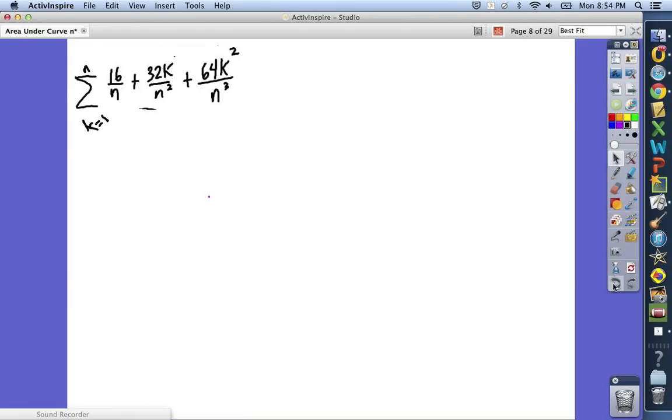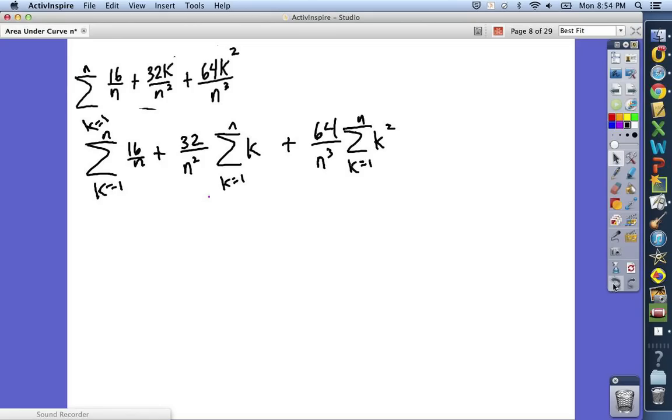Now we have each of these sums individually. So what I want to do is put each part into its own sigma. So sigma 16 over n, sigma 32 over n squared times sigma k, and 64 over n cubed sigma k squared. The idea here is to treat anything that has a k as a variable. So the k's are the variable. Anything that does not have a k, like 16 over n, 32 over n squared, 64 over n to the third, those are our constants.